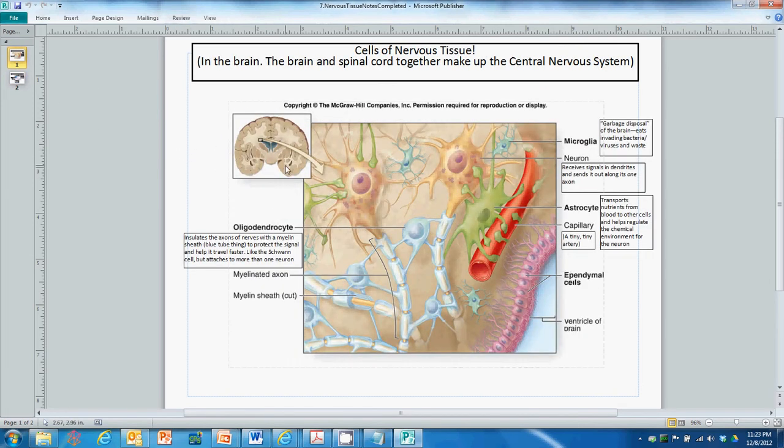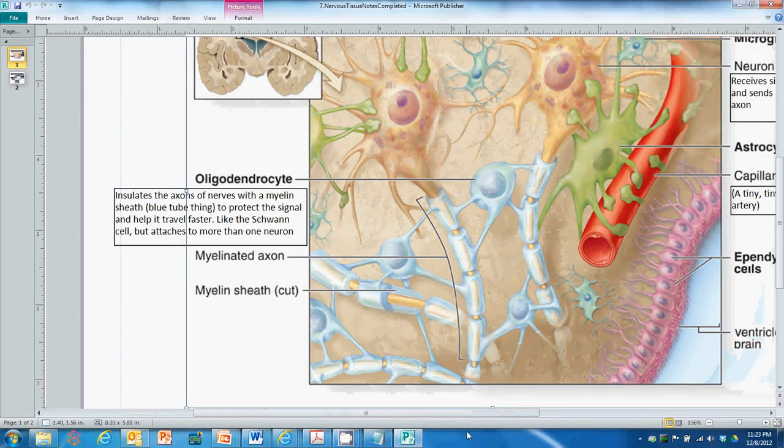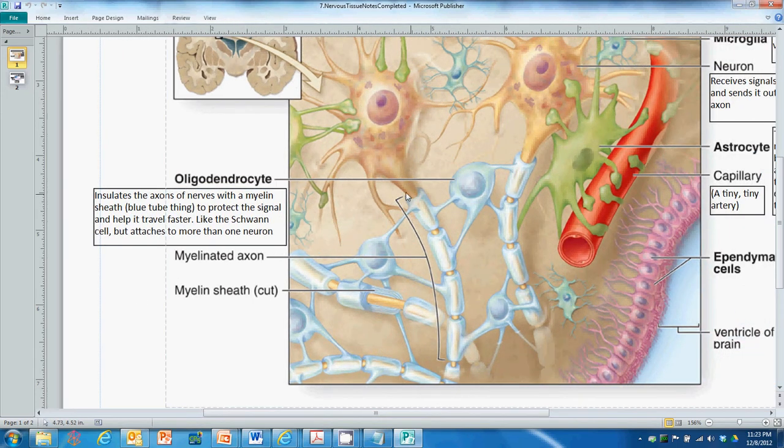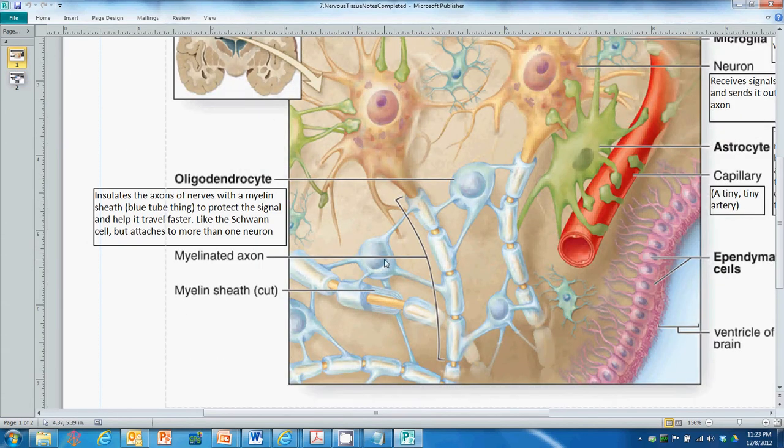The other cells of the nervous tissue are oligodendrocytes, microglia, astrocytes. Let's start. Oligodendrocytes are like the Schwann cells. These blue ones right here insulate the axon of nerves with a myelin sheath just like Schwann cells to protect the signals. They're similar to Schwann cells, but oligodendrocytes will attach to many neurons. They will have lots of myelin sheaths that they make on neurons. They are responsible for protecting the signal.